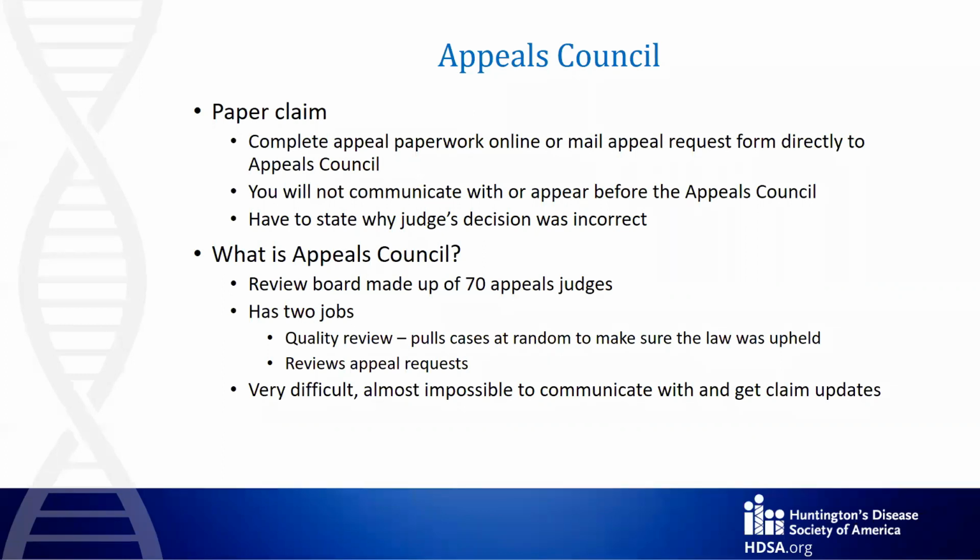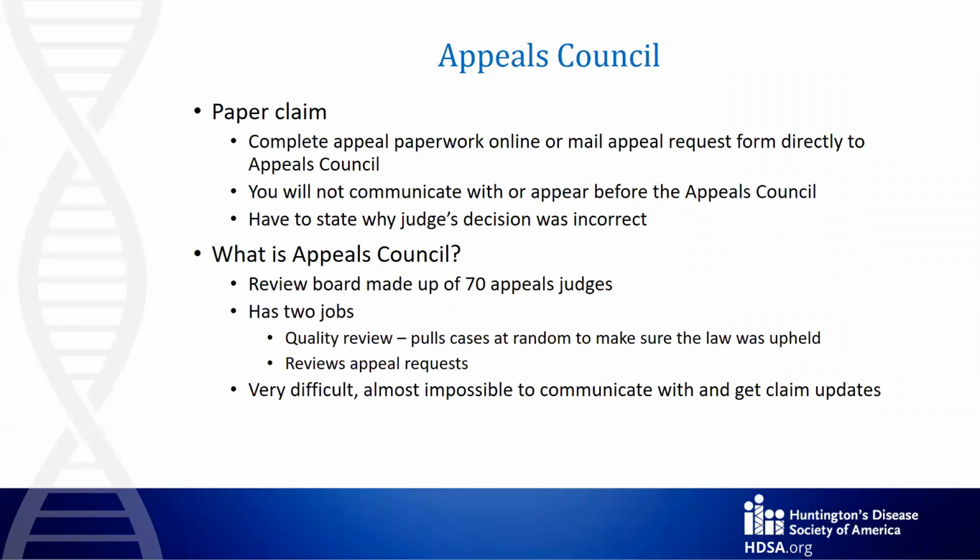So what is the appeals council? It's a review board made up of 70 appeals judges. And this council has two jobs. The first is quality review. They'll pull cases at random to make sure the law was upheld. One of my clients' cases was pulled at random and reviewed, and we had to go through this whole process, which was kind of frustrating, but it happens. And then the other thing that they do is they review appeal requests.